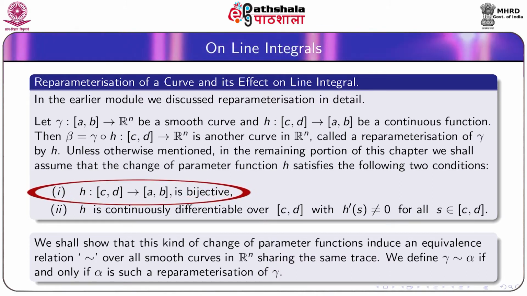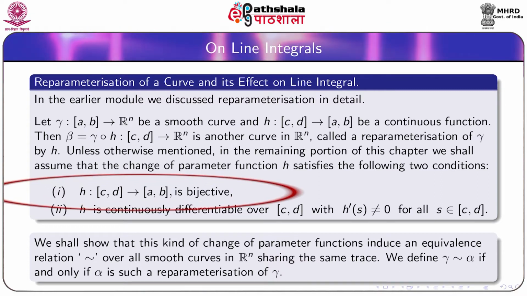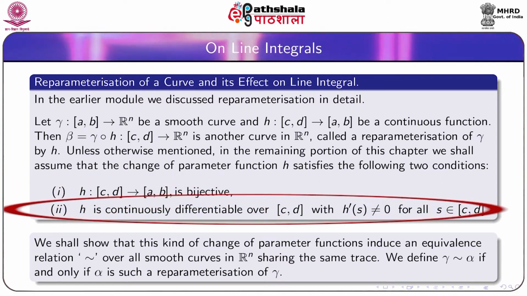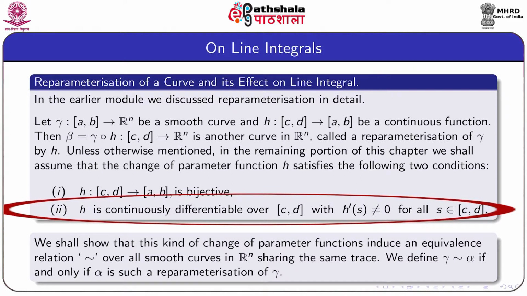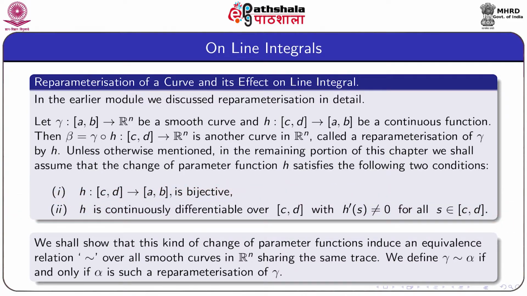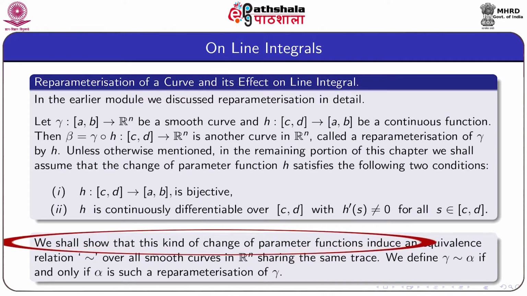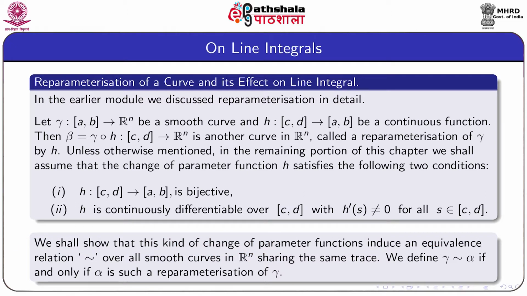First one, h from [c,d] to [a,b] is bijective. Secondly, h is continuously differentiable over [c,d] with non-vanishing derivative, that is h'(s) is not equal to 0 for every s in the bounded closed interval [c,d]. We shall show that this kind of change of parameter function induces an equivalence relation, say tilde, over all smooth curves in Rn sharing the same trace. We define gamma has the relation with alpha if and only if alpha is such a reparameterization of gamma.